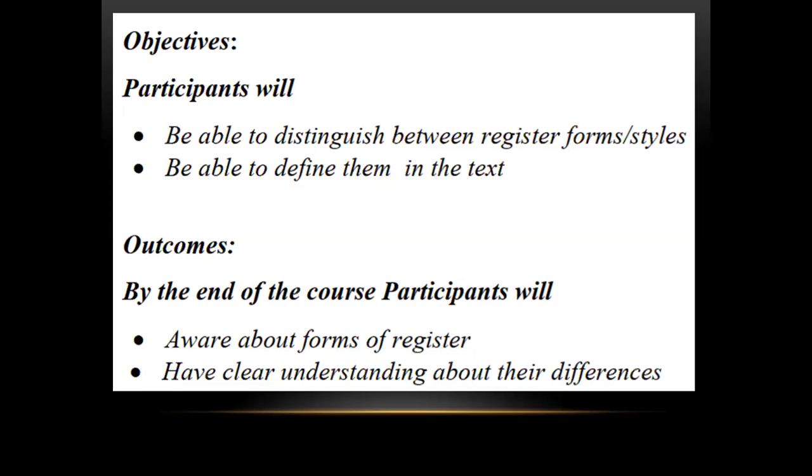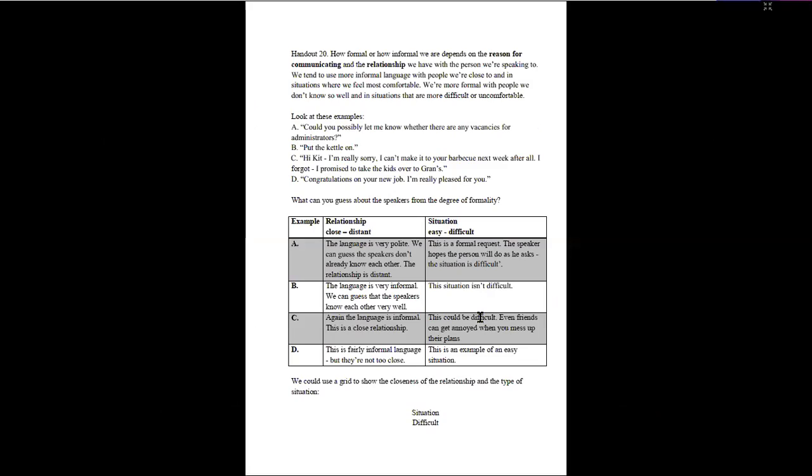So now we are going to learn from the real examples which are given in the presentation. So, handout 20: how formal or how informal we are depends on the reason for communicating and the relationship we have with the person we're speaking to. So in register, we have four types of ways of expressing our speaking or writing. So here are given some reasons for communicating and relationship.